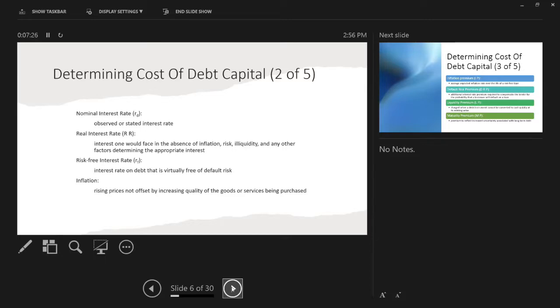Okay, and then inflation. That's what the whole world is going through now, and possibly in the coming months we will be witnessing more of it. Inflation is rising prices that are not offset by an increase in the quality of goods or services, meaning the quality of goods or services remains the same, but the price keeps increasing. That's what we call inflation.